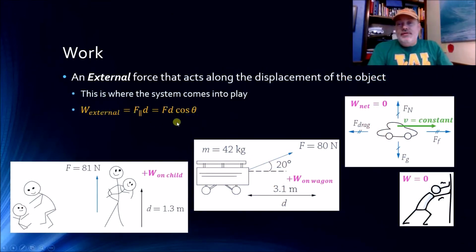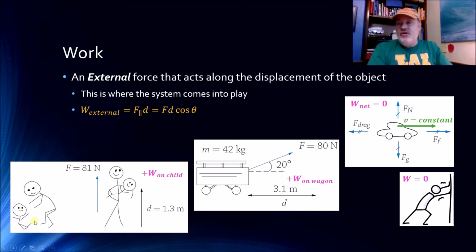So work, the equation for work is a force that's parallel to the displacement. If it's in the same direction as the displacement, then it'll be positive work. If it's in the opposite direction of the displacement, it will be negative work. If it's at an angle, then we have to account for that angle and only use the part of the force parallel to the displacement. So here we have some examples down here.